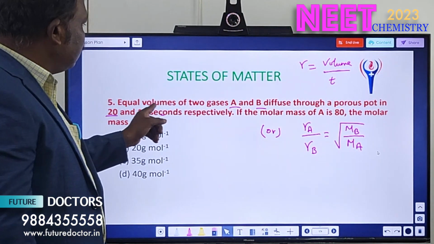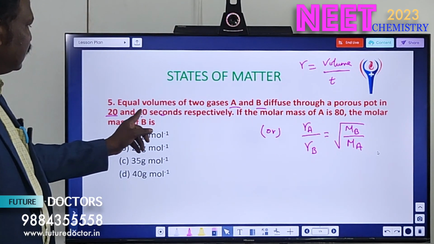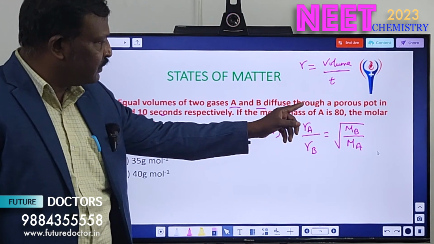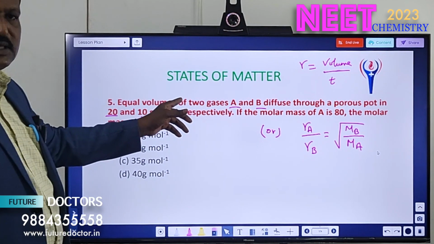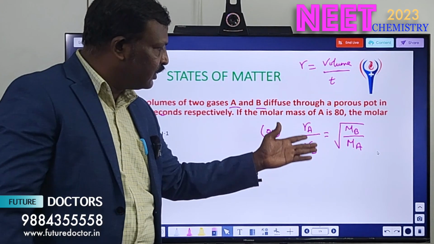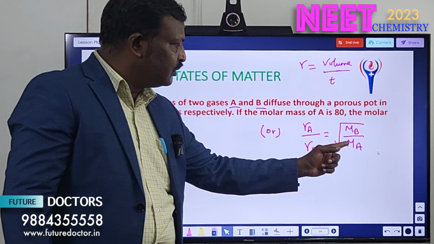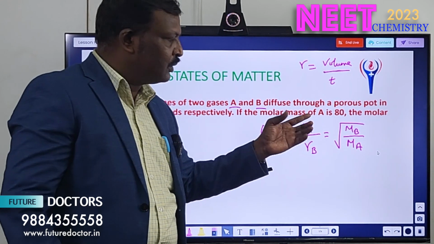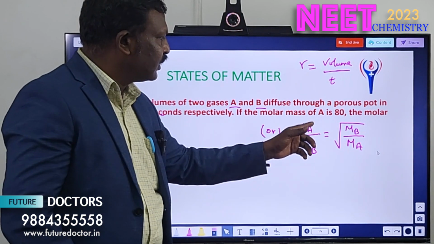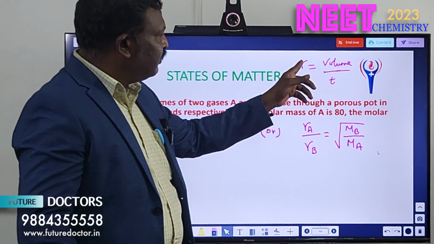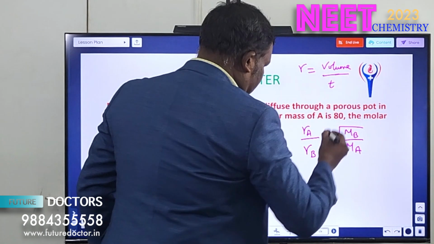The fifth question: equal volumes of two gases A and B diffuse through a porous pot in 20 and 10 seconds respectively. If the molar mass of A is 80, what will be the molar mass of B? That's the question. This is based on Graham's law of diffusion. The rate of diffusion is inversely proportional to molecular mass. If the molecular mass is very big, the movement will be slow. Another formula for rate of diffusion is volume by time.